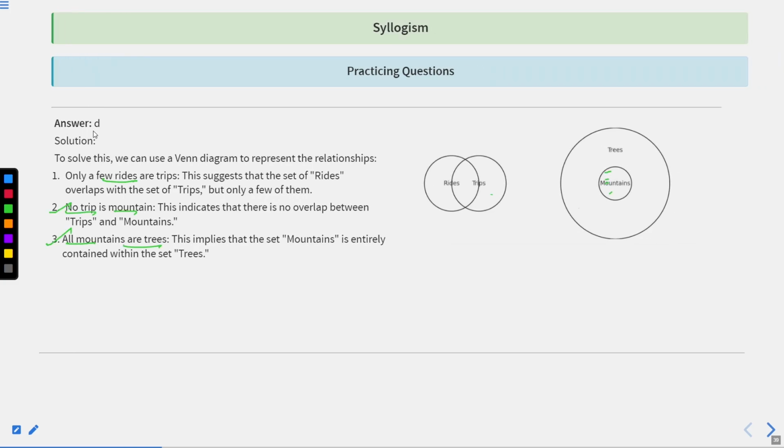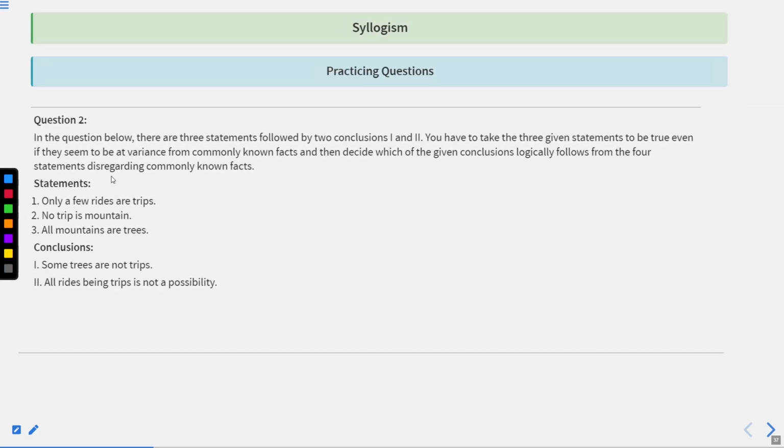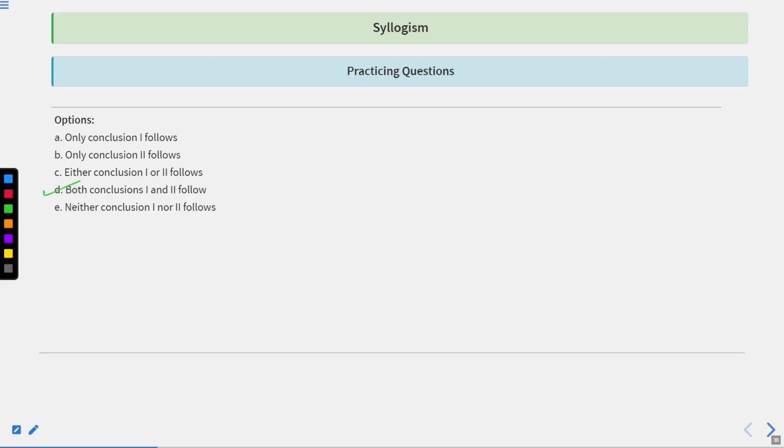Let's see the answer. Yes, the answer is D. Answer D is saying both conclusion 1 and conclusion 2 follow. So I suppose you have understood how the questions have to be understood, how the Venn diagram has to be understood. After drawing the Venn diagram, 60% of your work is complete, because if you are able to draw the correct Venn diagram, then all you have to do is read the conclusion, analyze whether that particular statement can be made true or not, and then eventually we can move forward.